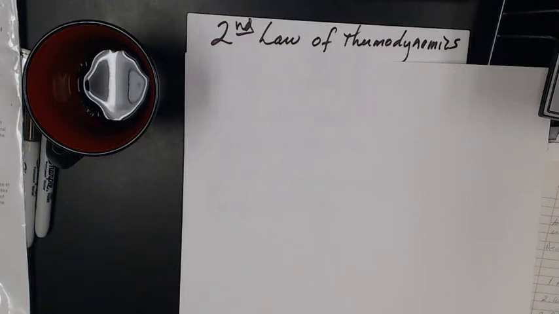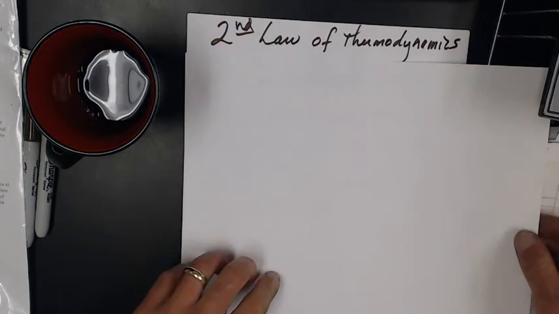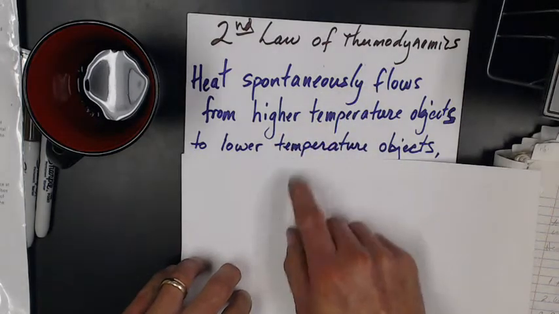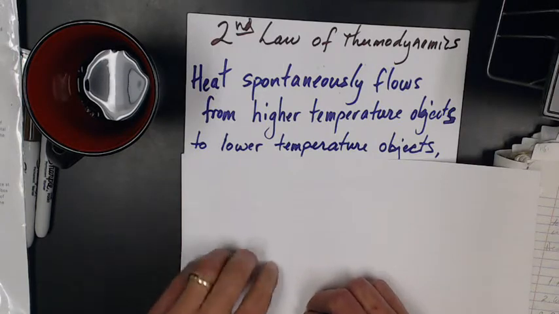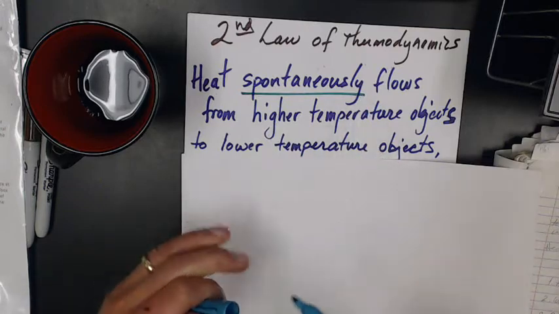Okay, so let's talk about the second law of thermodynamics. This is quite possibly the most misunderstood of a very misunderstood subject. So the second law of thermodynamics, let's take a look at it real quick. Heat spontaneously flows from higher temperature objects to lower temperature objects. Now the key word here is spontaneously.